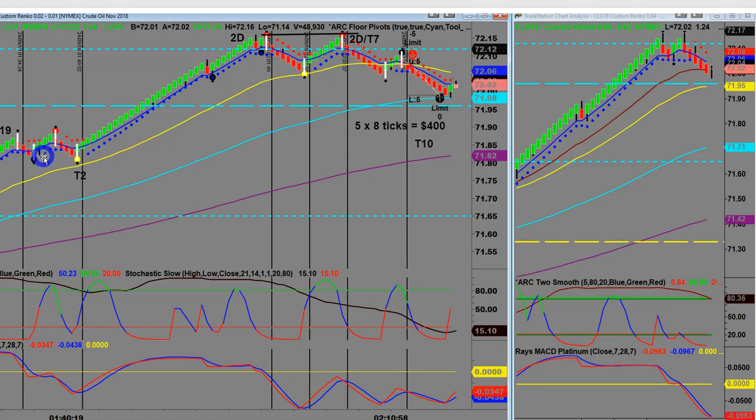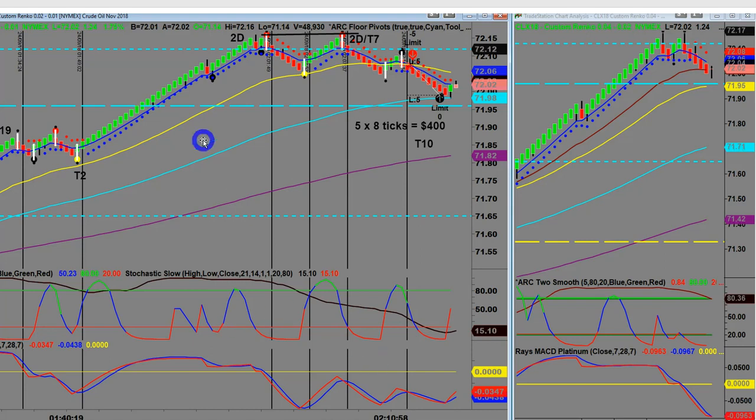This is actually on oil itself. So here I've got a lovely double top, and I didn't take that for some reason, but I took this T10, which is off the double top. Okay, and that was still a nice little 8 tick trade. Thank you very much off that.